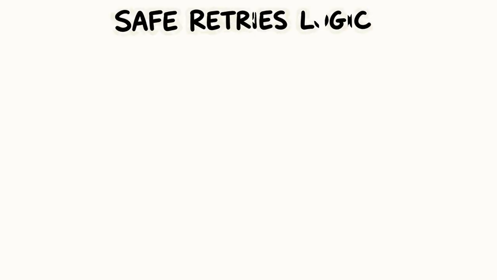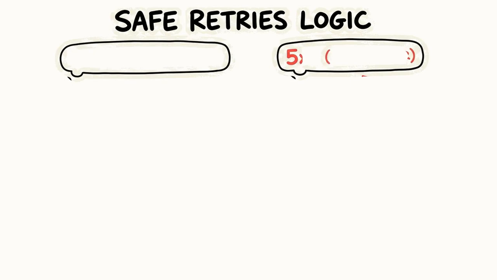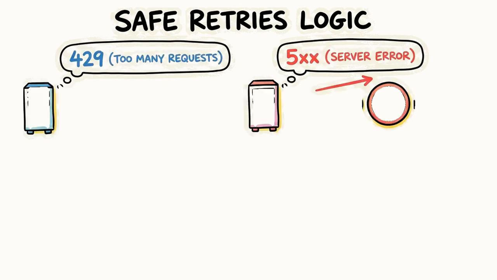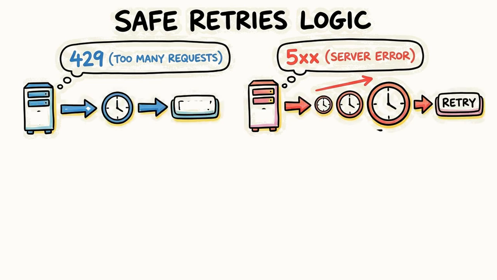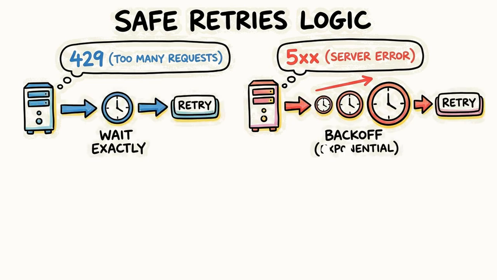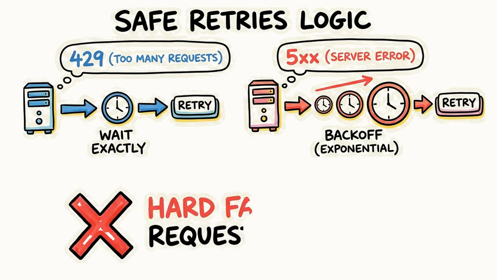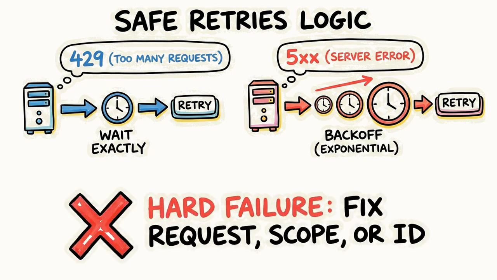Finally, implement safe retries. Automatically retry only two cases. For 429, read Retry-After and wait exactly that long. For 5xx, retry with exponential backoff and a cap. Everything else is a hard failure. Fix the request, fix the scope, or fix the resource ID.